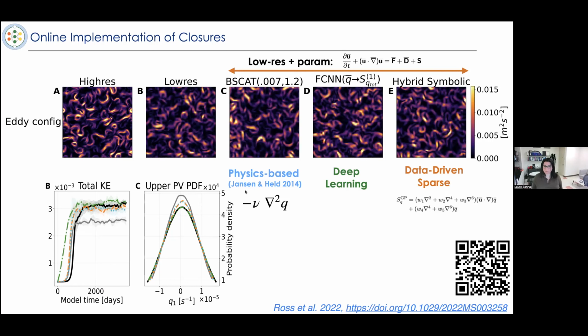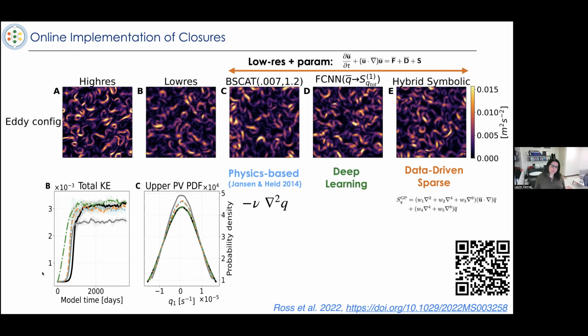So again, just snapshots. Now we're going to take the low resolution and we're going to implement backscatter. So Jensen and Held, negative Laplacian of Q. Here's a neural network, one for which we actually train a full-blown deep learning algorithm with a bazillion parameters. And here is the coarse resolution model with our equation discovered parameterization. So, if I look by eye, they all kind of look good, right? They all improve the flow. There's more turbulence.